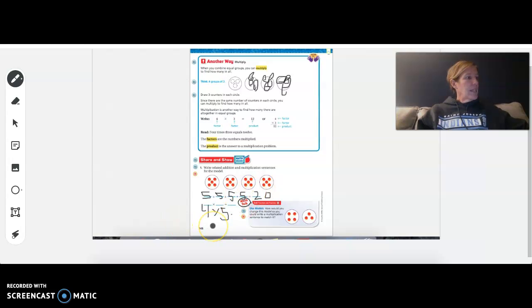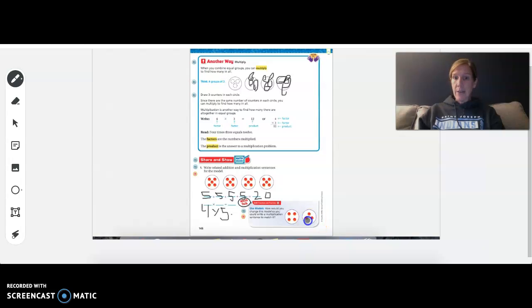All right. It says use models. How would you change this model so you could write a multiplication sentence to match it? Can you write a multiplication right here? You can't, right? Because they're not equal groups. So what could you do? There's 2 options, really.